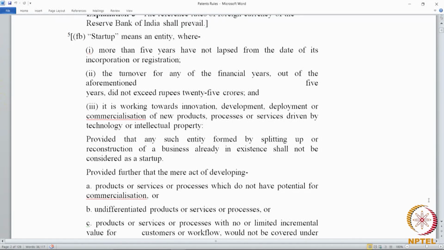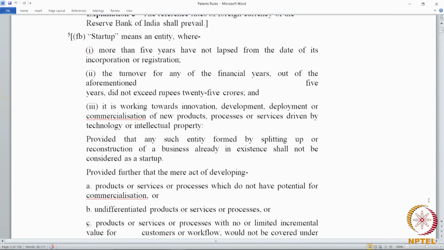Now, if you claim the status of a startup, you have to file Form 28 to claim that status. Form 28 was again introduced in 2016. So, for a startup, Form 28 has to be submitted to claim the status, because the first part of the definition says that it should not have been in existence for more than 5 years since its registration or incorporation. Now, incorporation we understand as a body corporate.